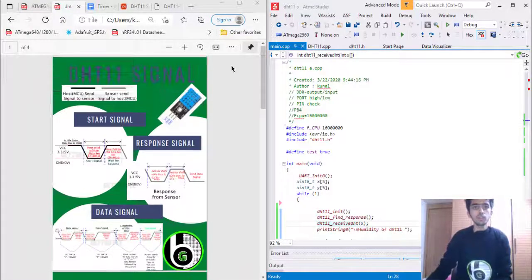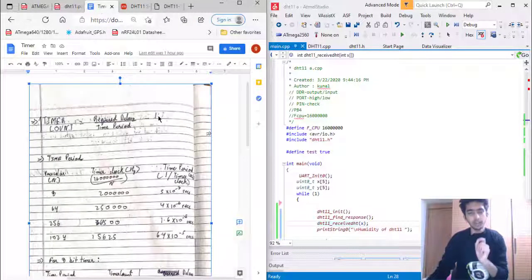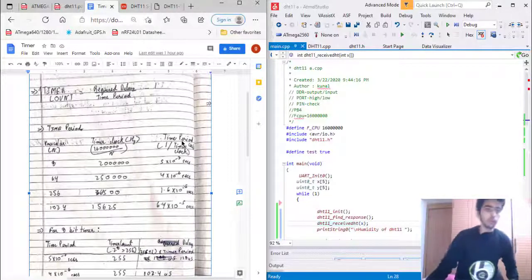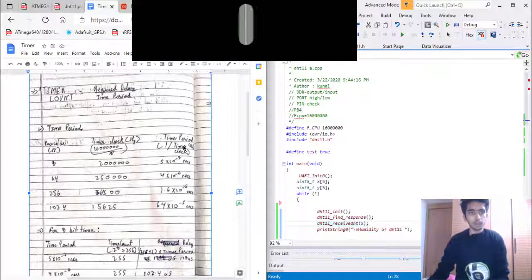First of all, there is one important thing to know. In the previous videos, I have told you about the timer peripheral, and we used a servo motor. In the servo motor, we use the PWM function of the timers. Now in this, we are going to use the normal mode operation of the timers.